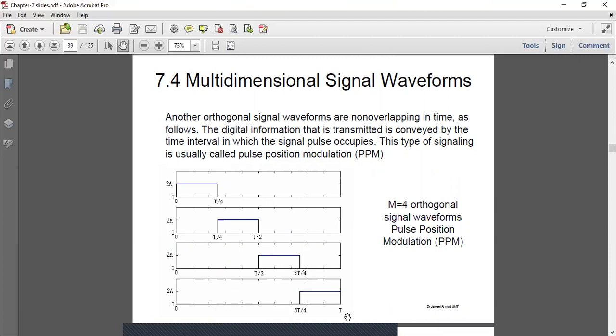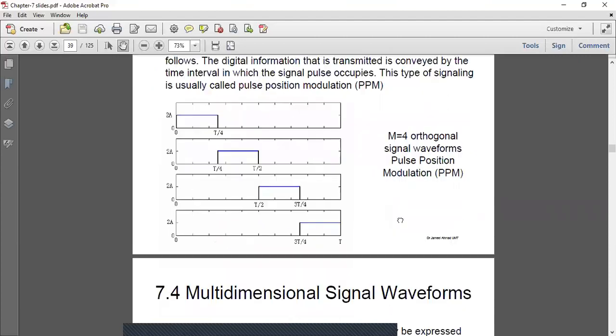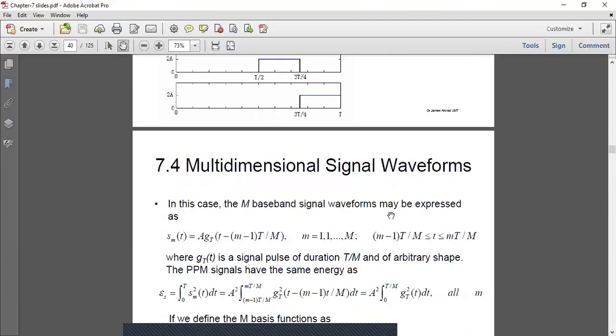So if the total time is T and we want to generate 4 signals, then the time for each signal is T by 4. So T by 4 up to T by 2, then T by 2 to 3T by 4, and then 3T by 4 to T. So this is M equal to 4 PPM. So we are talking about multidimensional signaling, signal waveforms.